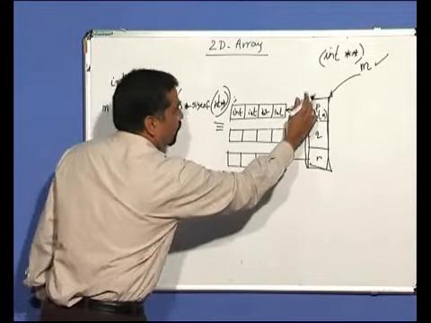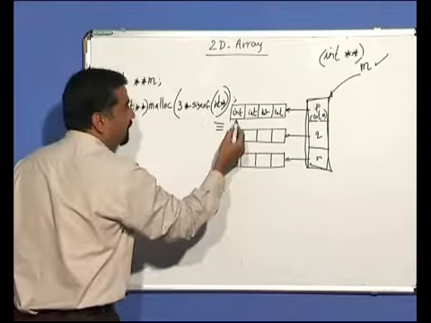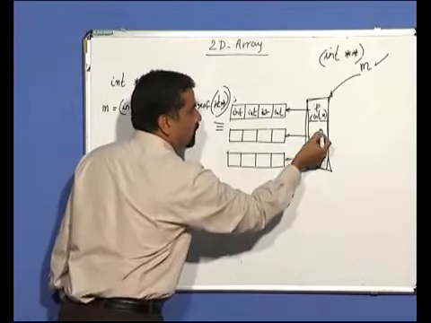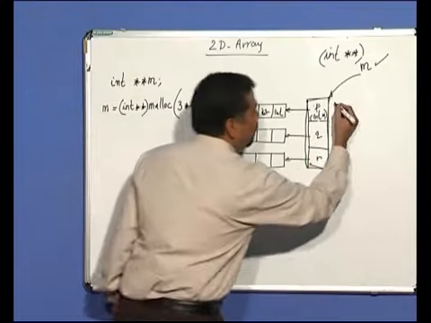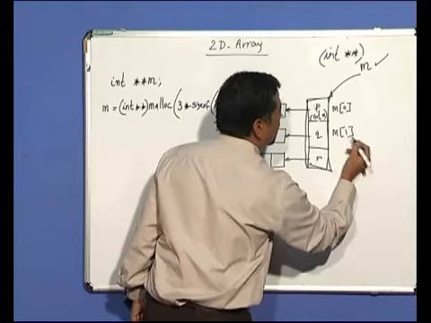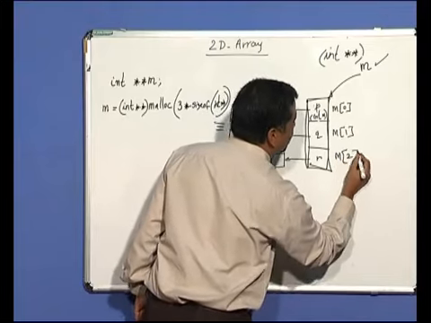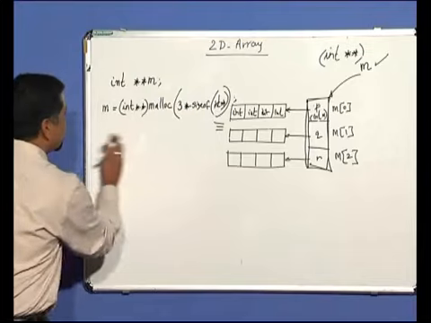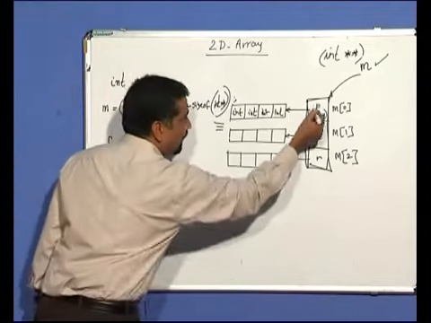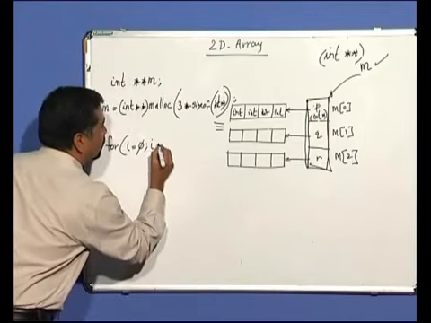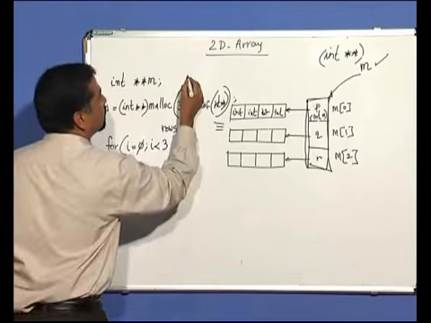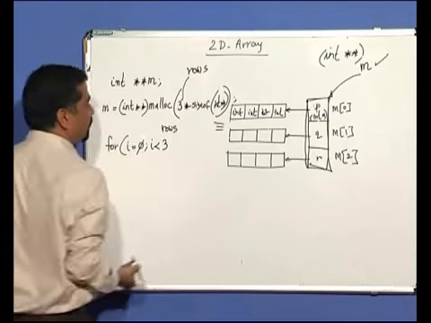Now we have to allocate 3 such integer arrays, which will be pointed to by each one of these pointers. This element will be referred to as m of 0, this element as m of 1, and this element as m of 2. Now we just go through a loop, i equal to 0, because we have to allocate equal to the number of rows. Here the number of rows is 3, so in general it should be i less than rows. This is also the number of rows.